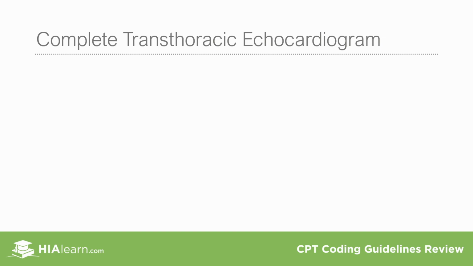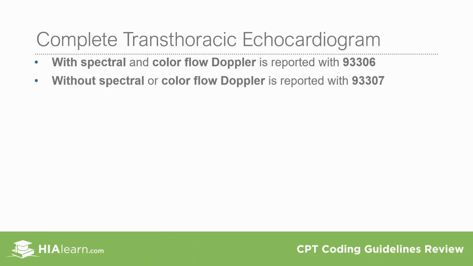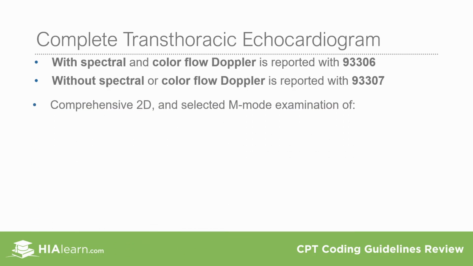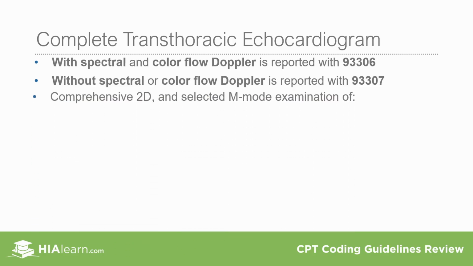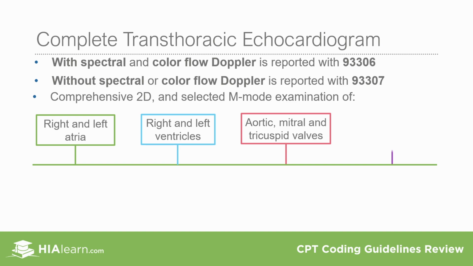A complete transthoracic echocardiogram with spectral and color flow Doppler is reported with code 93306. Without spectral or color flow Doppler, the study is reported with code 93307. This procedure is a comprehensive 2D and select M-mode examination of several cardiac structures, including the right and left atria, right and left ventricles, the aortic, mitral, and tricuspid valves, and the pericardium and adjacent aorta.